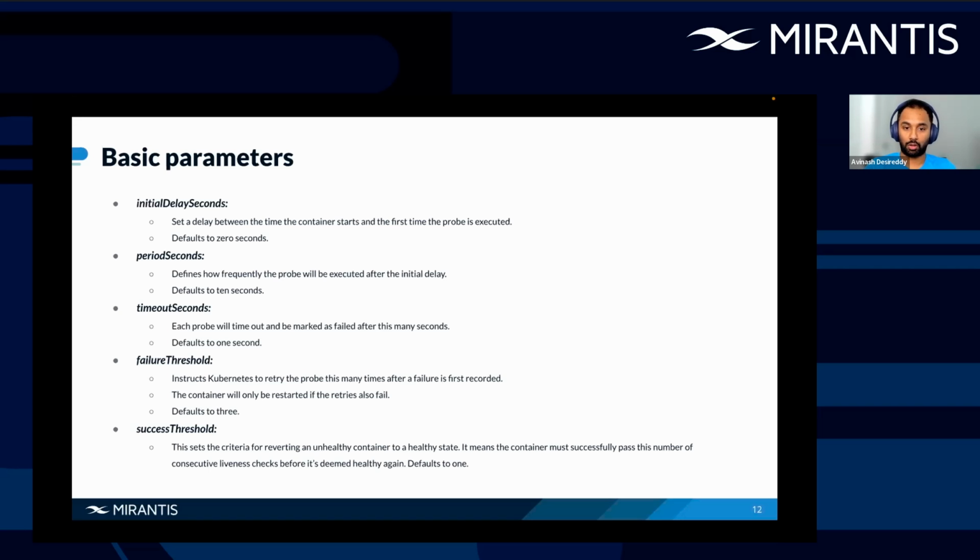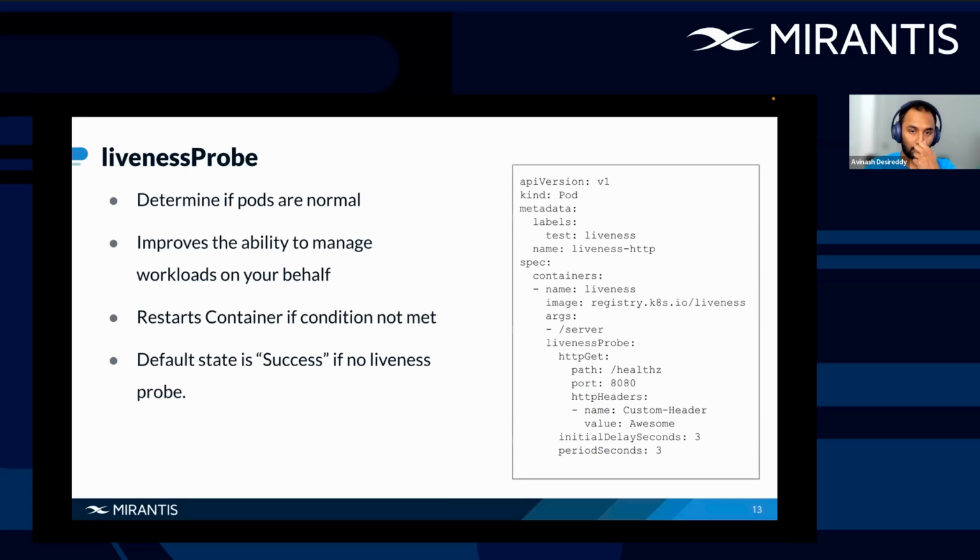And then the successThreshold has the criteria for reverting an unhealthy container to a healthy state. It means the container must successfully pass this number of consecutive liveness checks before it is deemed healthy again. Let's say we have an instance where our pod failed several times, and now it starts working. Then the success threshold controls how many times it has to be successful in order to mark it as successful. Okay.